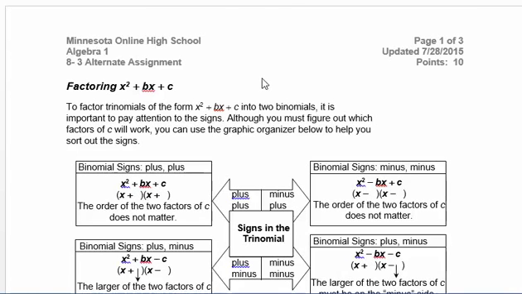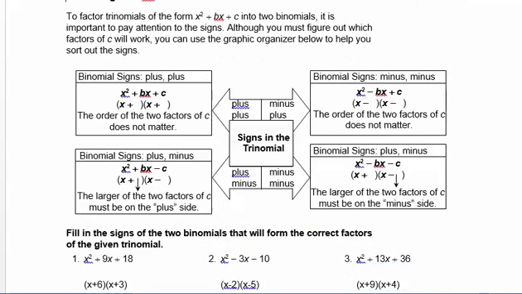In this video, I'm going to go over the answers for the 8.3 alternate assignment in the Algebra 1 class. We're going to start at the top, where there's some information about the signs when you factor x squared plus bx plus c. You have to decide whether there's going to be plus or minuses. You always are going to have two sets of parentheses. We've discussed that in some other videos.